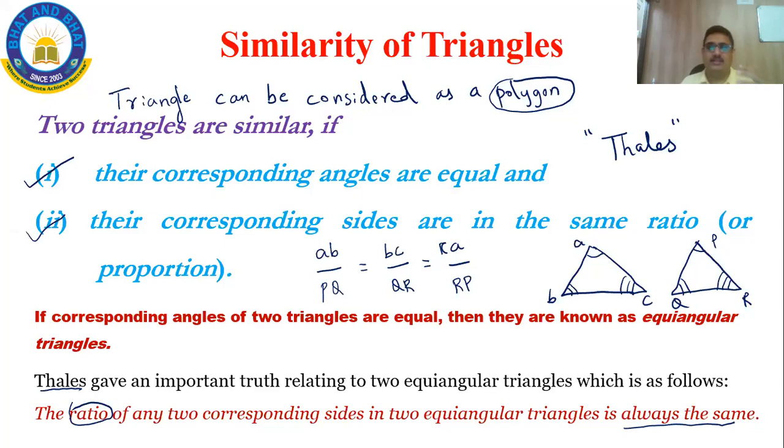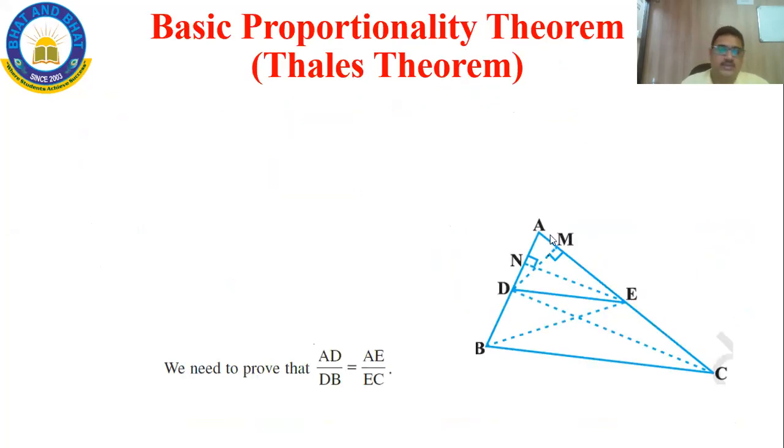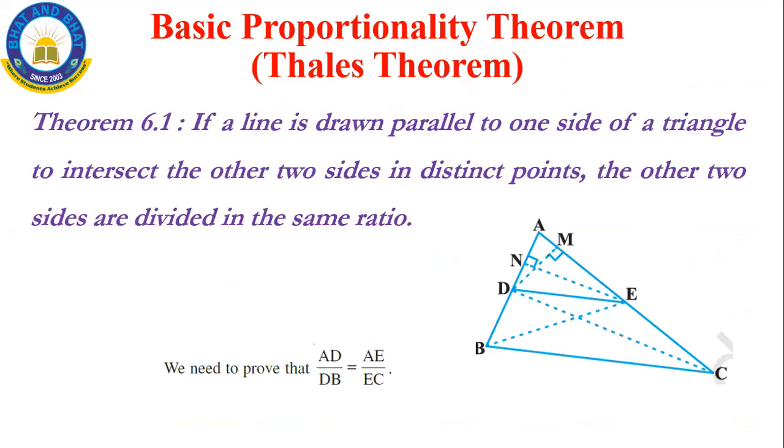So now let us dive into Thales theorem or basic proportionality theorem. Students, this theorem is extremely important. That is the reason I have indicated the theorem over here. Basic proportionality theorem or the Thales theorem appears as theorem 6.1 in your textbook, and based on this theorem, many questions will be asked from the triangles chapter.